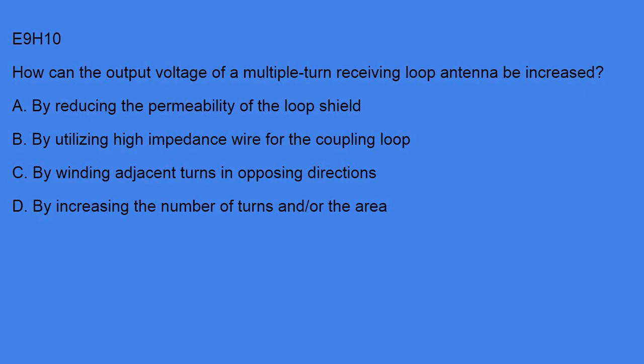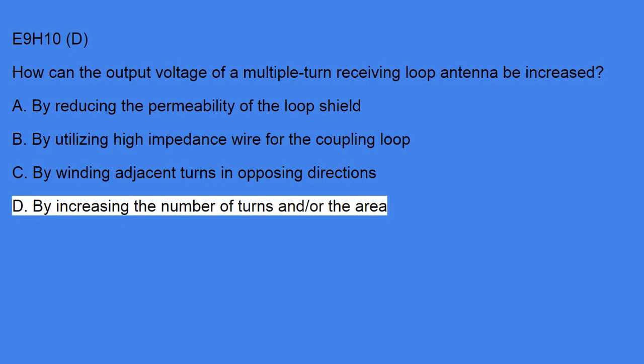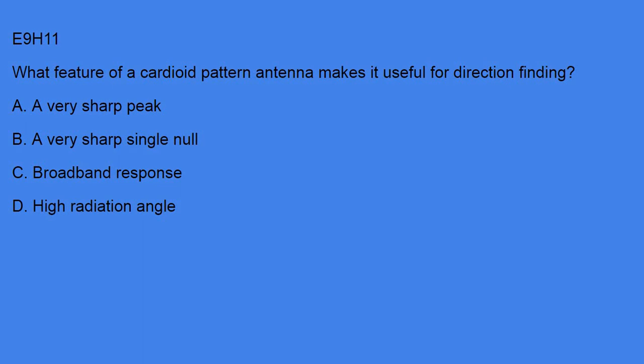E9H10, how can the output voltage of a multi-turn receiving antenna be increased? By increasing the number of turns and or the area. E9H11, what feature of a cardioid pattern antenna makes it useful for direction finding? A very sharp single null.